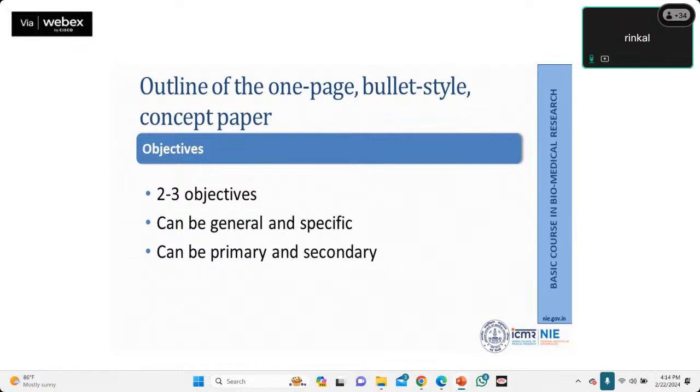It can also be grouped into primary and secondary. It should be grouped, rather, into a primary objective and secondary objectives, because the primary objective is required for calculation of the sample size and in the other requirements. Okay.